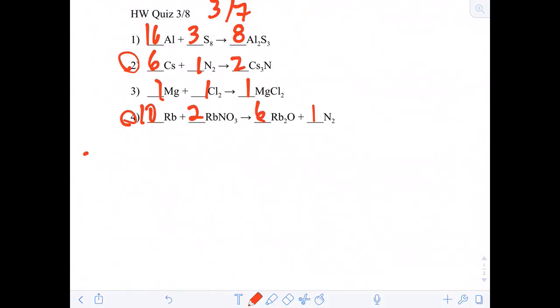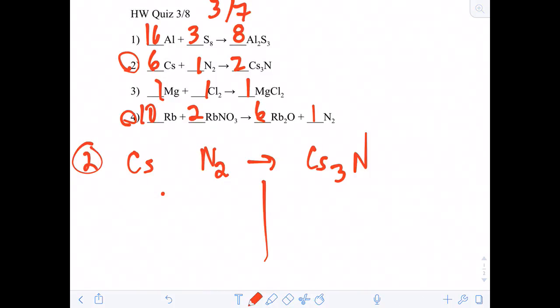in your balancing process. So for number 2, for example, I've got imbalance in both the cesium and the nitrogen. So you can see when I make my little table, I've got 1 cesium over here and 2 nitrogens. Cesium over here, there's 3 cesiums but only 1 nitrogen. So I've got imbalances on both sides.